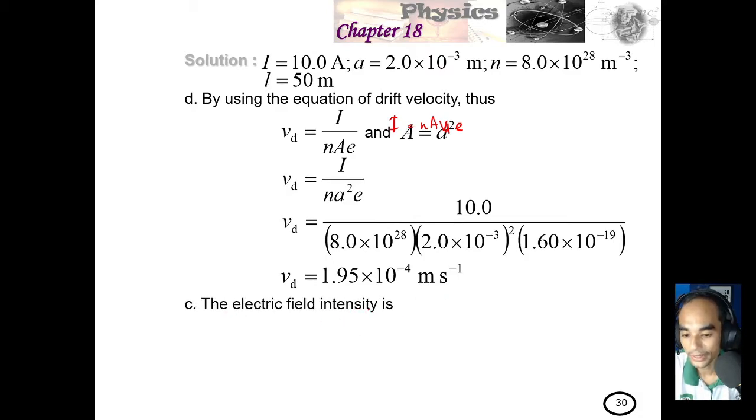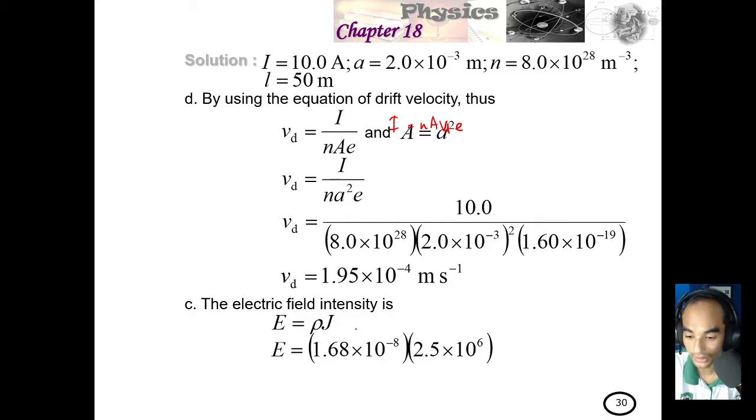Electric field intensity is E equals rho J. So E equals rho, that is the resistivity, times the current density J. So E equals 0.042 Newton per coulomb.